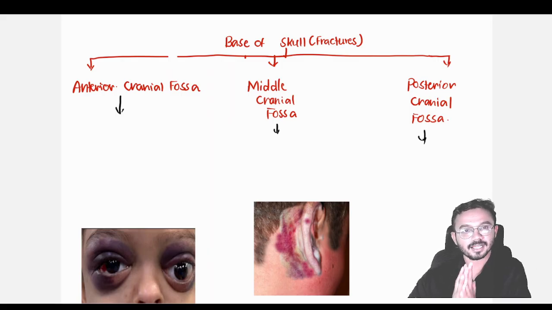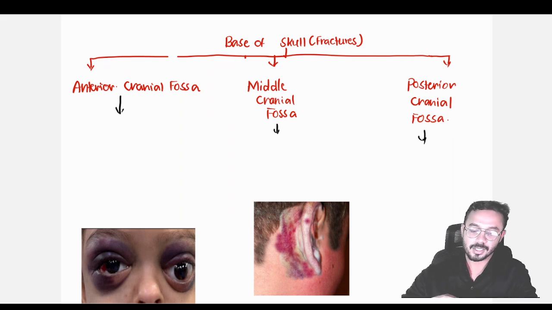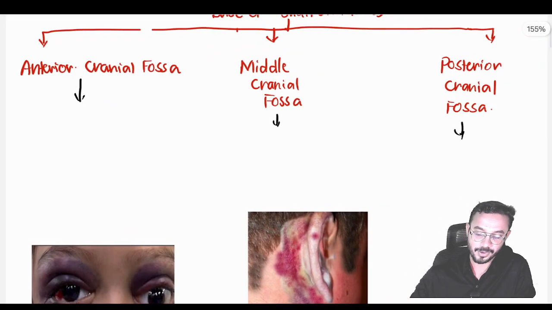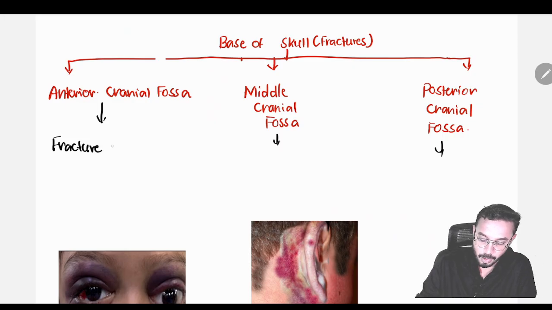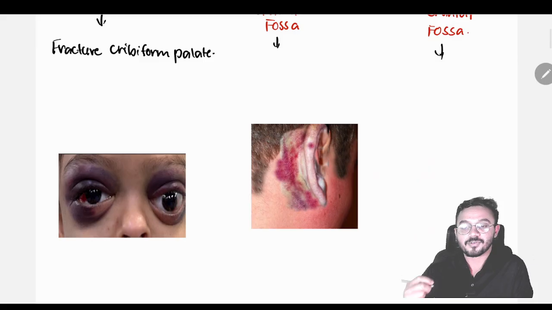Skull fractures are basically divided into 3 types: anterior cranial fossa, middle cranial fossa and posterior cranial fossa. Let's discuss each and every point related to this. In the anterior cranial fossa, where is the fracture? The fracture occurs in the cribriform plate.